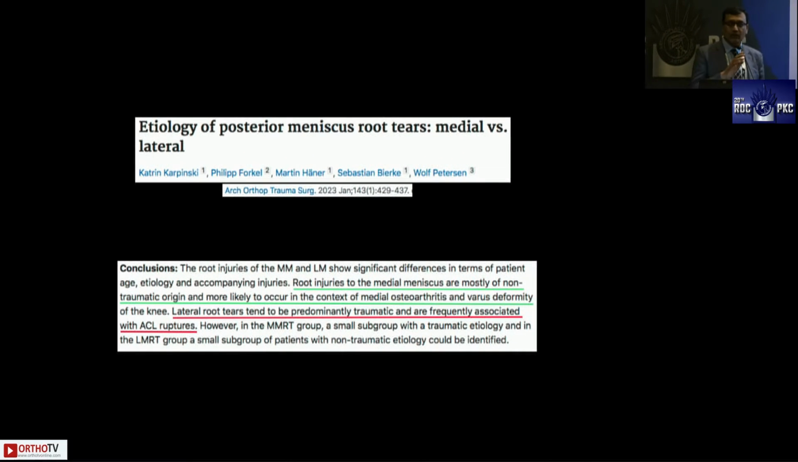So posterior horn lateral meniscus root avulsion is usually predominantly traumatic in nature, and medial meniscus root tears are usually degenerative, which are seen in old people. So keep that in mind.